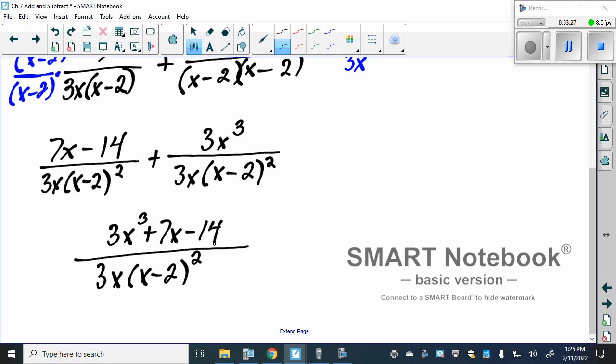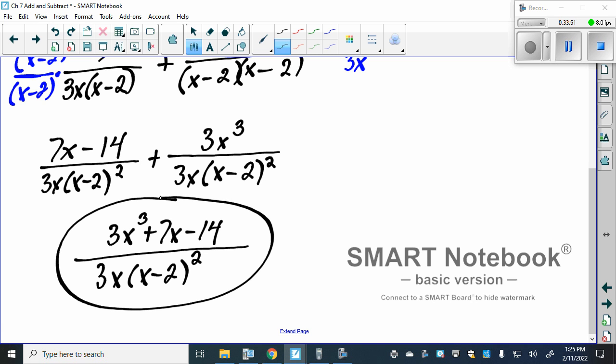Now, is there a greatest common factor between 3x cubed, 7x, and 14? No. So there's nothing we can do here. And if we wanted to factor this, we would really either need to know what one of the factors is for us to be able to start, or we would actually need one more term to factor by grouping. So it works out that this here is the final answer.